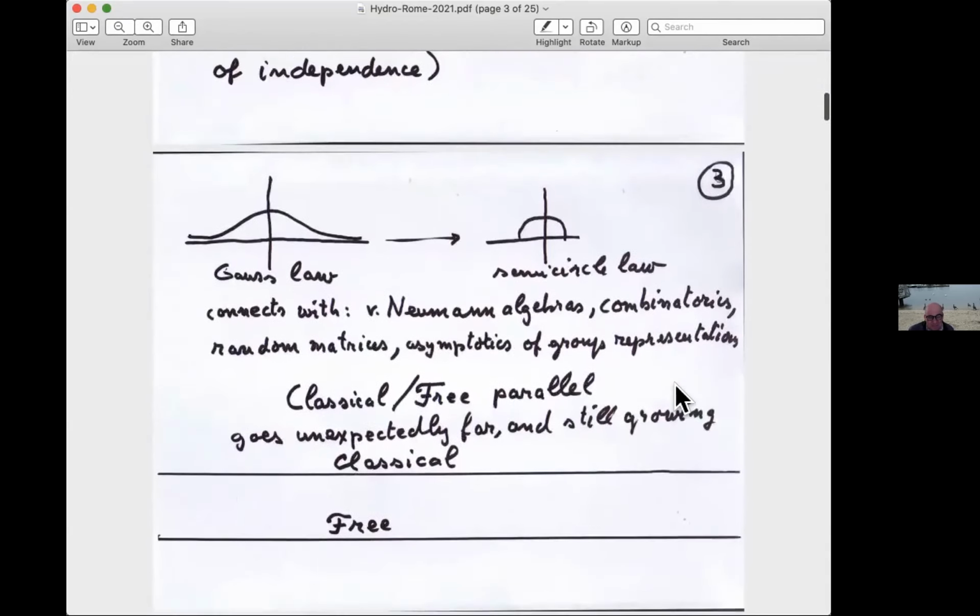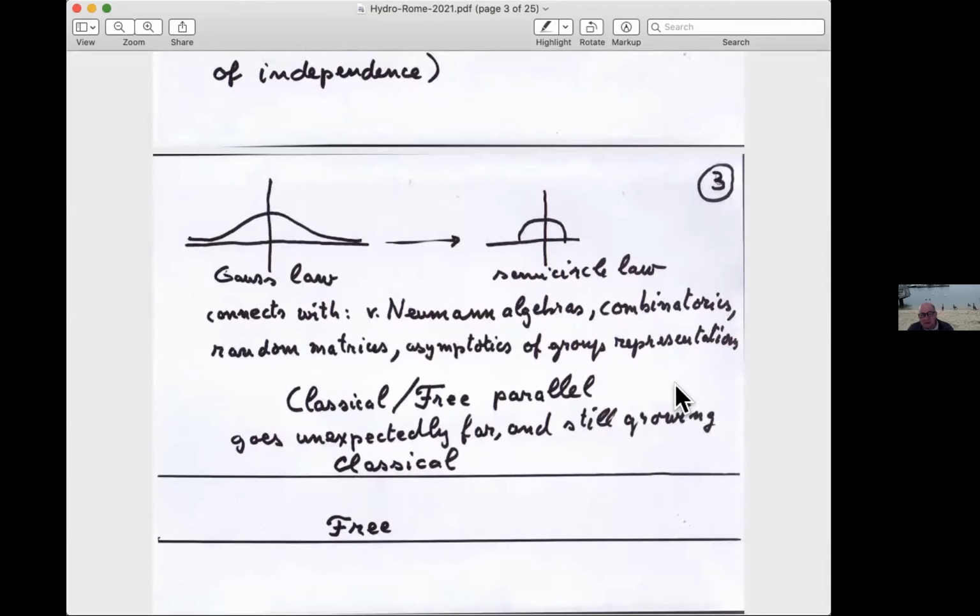And if we pass to free probability, the theory runs rather parallel to usual probability. There are analogs for lots of things in free probability. For instance, for the central limit theorem, the Gauss law is replaced by the semicircle law. And the theory has important connections with von Neumann algebras, combinatorics, random matrices, asymptotics of group representations.